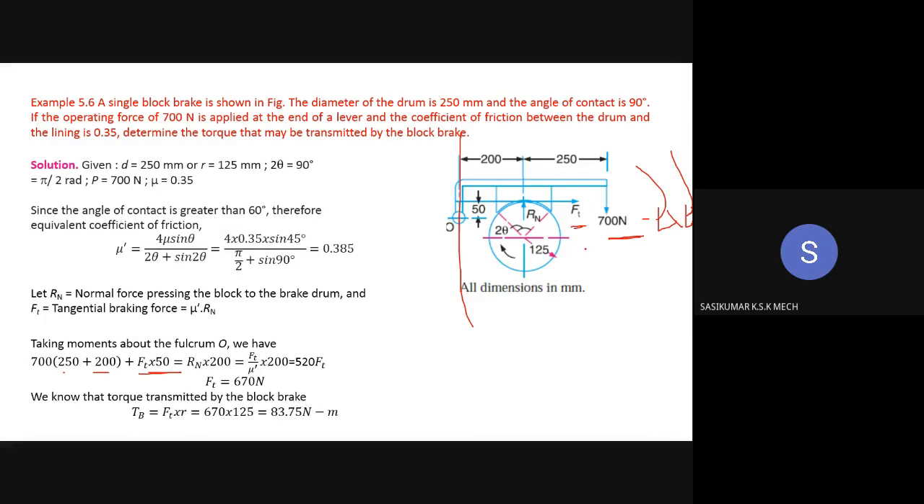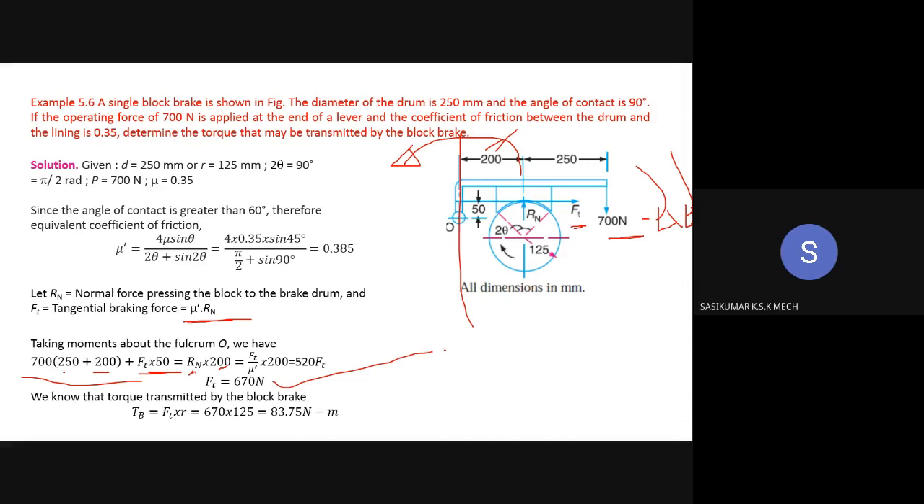Then the opposite force is the reaction force, Rn. This Rn will induce a twisting moment like this. The Rn and fulcrum distance is 200, so Rn into 200. If you simplify this, you will have Ft by mu dash into 200. Here Ft can be determined using this relation. So the tangential braking force Ft will be 670 Newton.